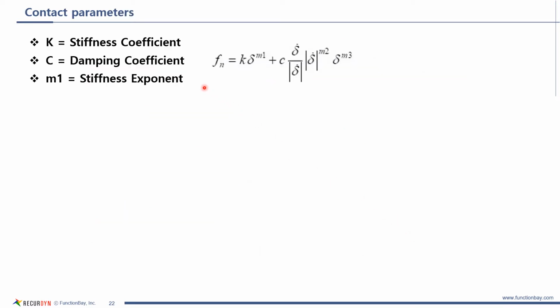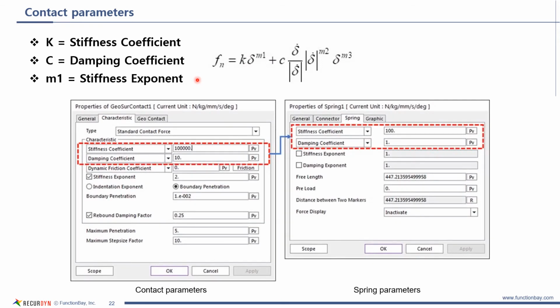So, stiffness and damping coefficients in the contact parameter dialog are conceptually the same as stiffness and damping coefficients in the spring dialog. Like this. This is the contact force dialog and this is the spring force dialog.